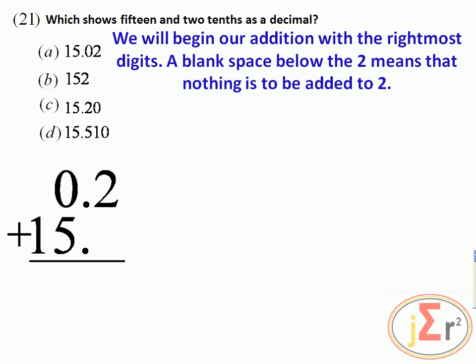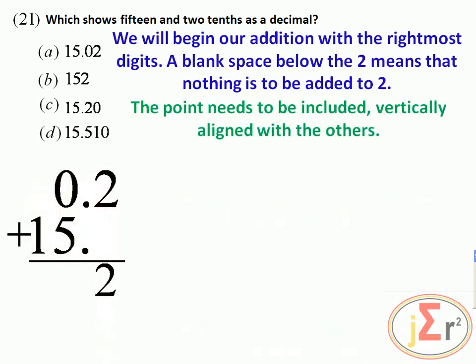A blank space below the 2 means that nothing is to be added. If we do not add anything to 2, what will be the result? This is the same as 2 plus 0, which is 2. What do we do next? Put down the decimal point. Right, the decimal point must be vertically aligned. There it is. Then move to the ones or units digit.